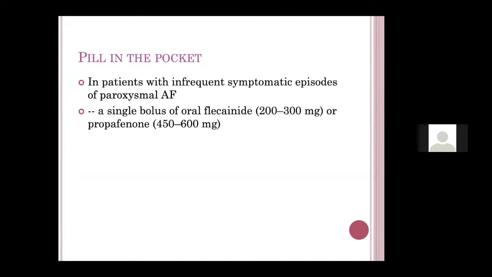Pill in the pocket, I have already told you, the first dose should always be given in the hospital. The patient should always be on a beta blocker before you give flecainide. The dose is 200 milligram OD followed by 100 milligram BD. So you can give 100 milligram twice a day for the maintenance of sinus rhythm, and it has to be continued lifelong for the maintenance of sinus rhythm.